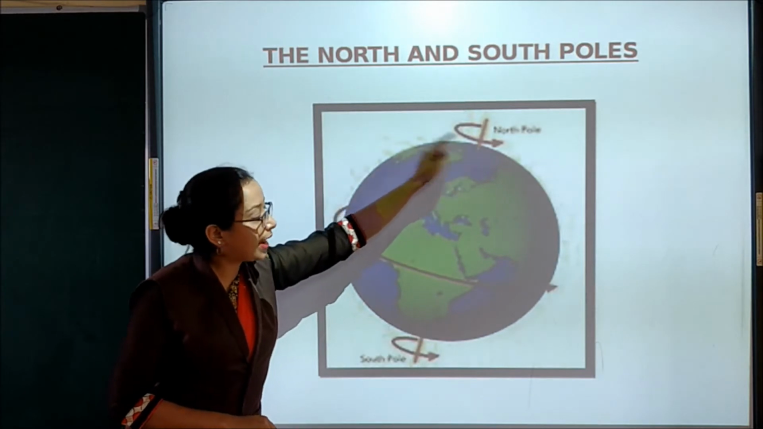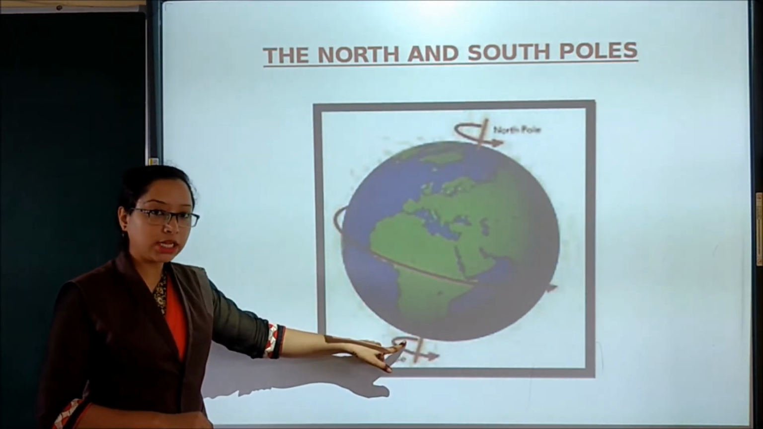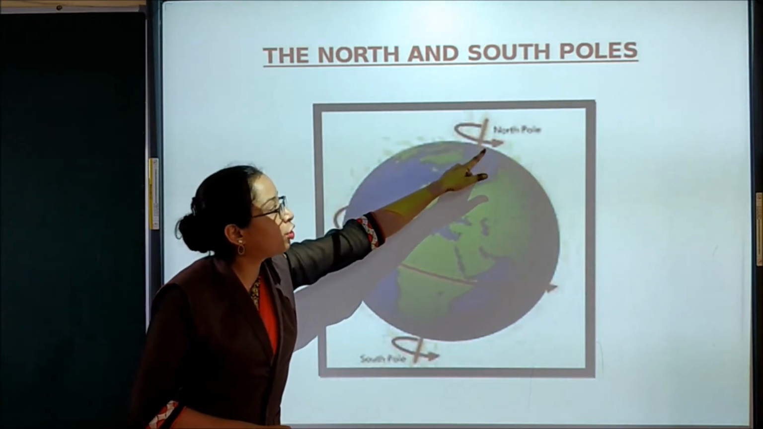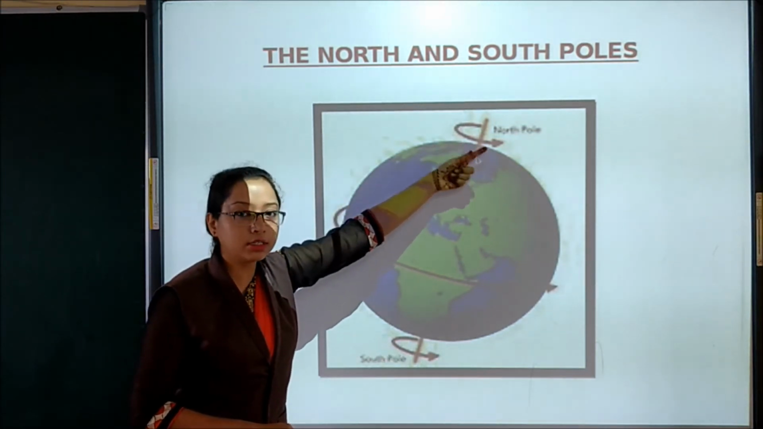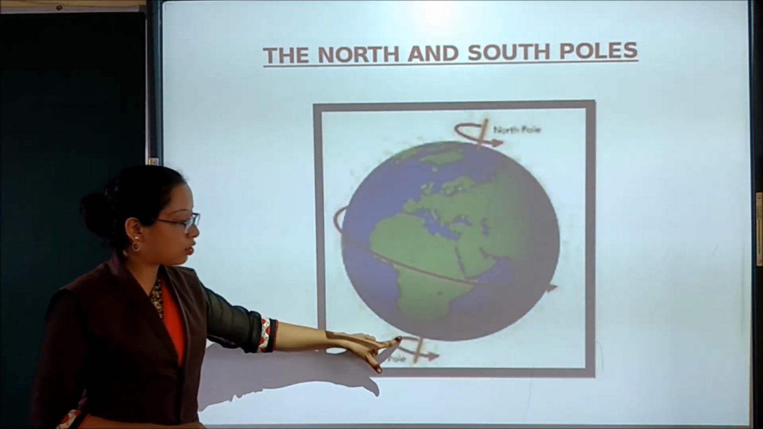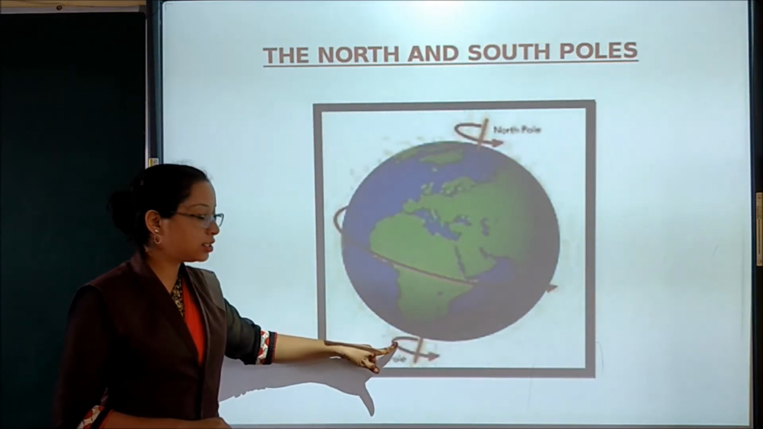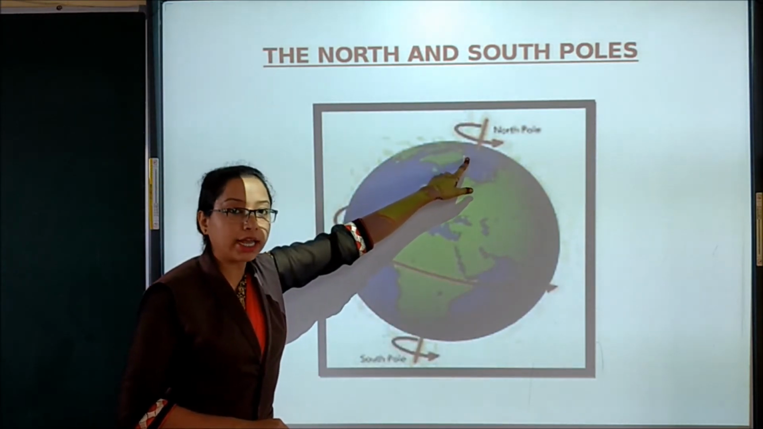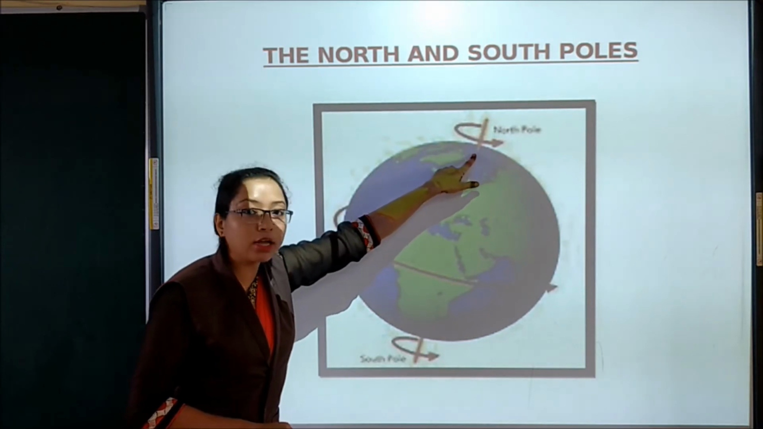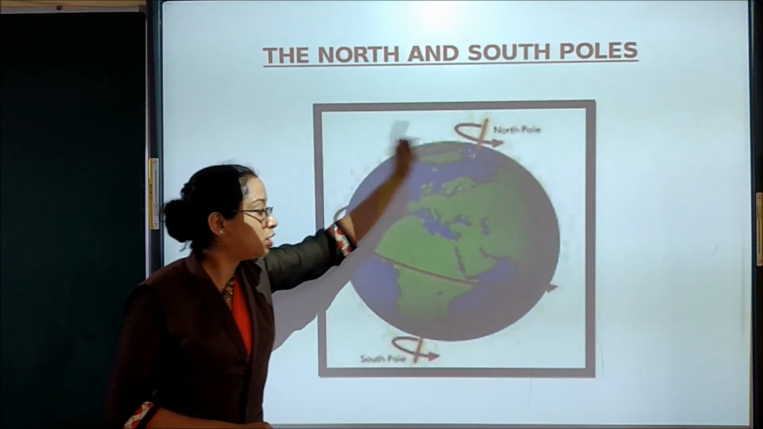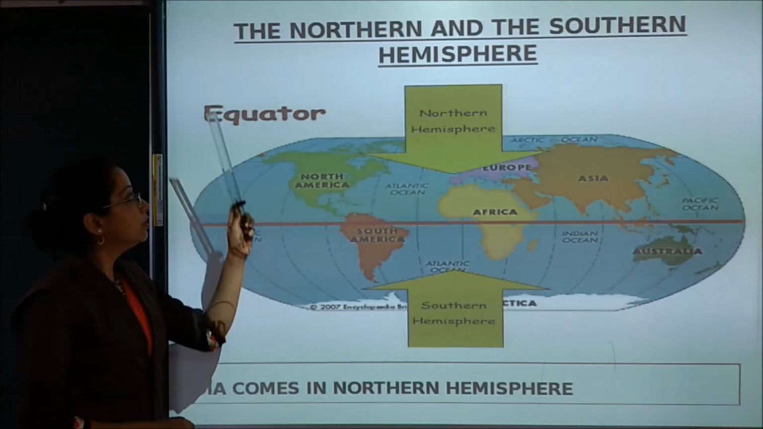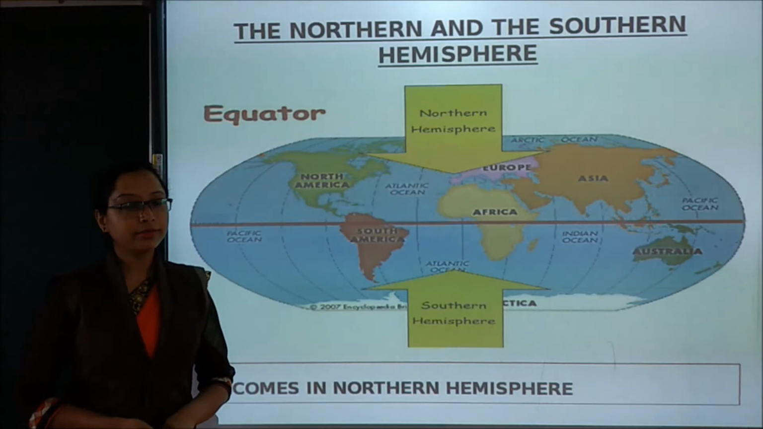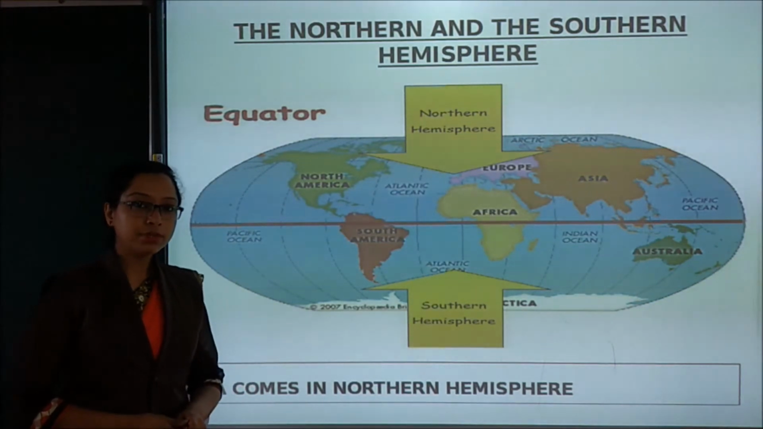Now the two end points of the axis of rotation are called poles. This is called the north pole because it is towards the north, and this is called the south pole because it is towards the south. So these are the end points of the axis of rotation and they are called poles, north pole and south pole. The northern and the southern hemisphere. Now we will understand what the northern and the southern hemispheres are.